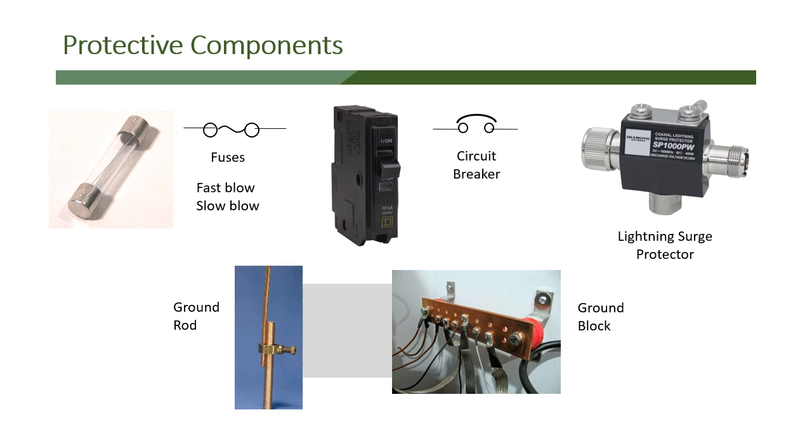So it bypasses your transceiver and goes to what's on the left, a ground rod. And the ground rod takes the energy from the lightning bolt and basically moves that energy to the ground and protects your radio.